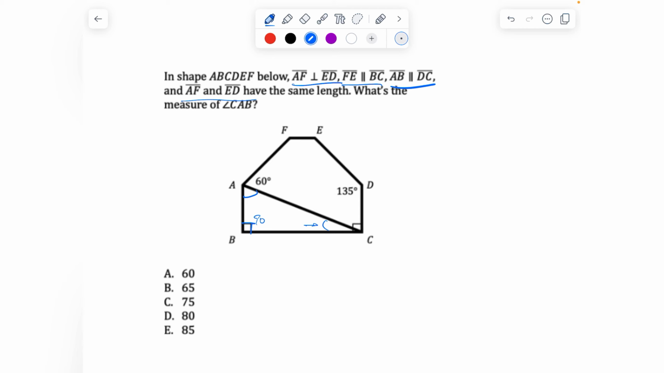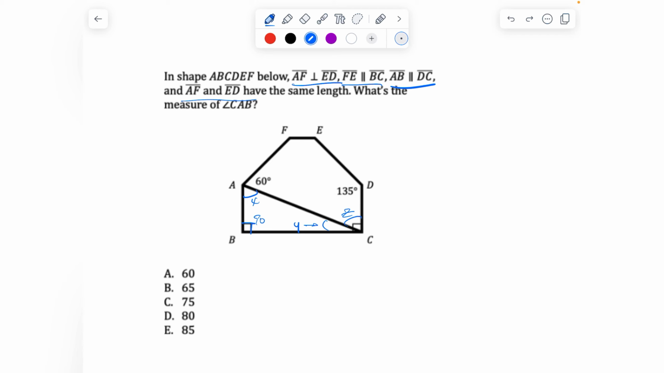If I knew that one, then I could just subtract 180 minus 90 minus whatever this is. Let's call this X and this Y, right? Now, in order to get this Y angle, I need to get this, we'll call it Z angle. In order to get Z, I need to have all the other angles in this shape solved. So let's do that, okay?